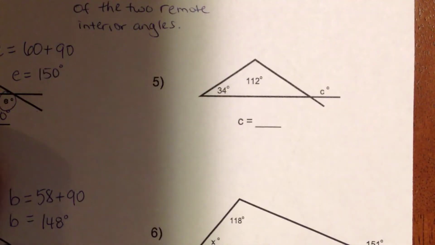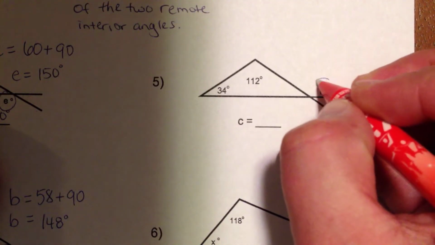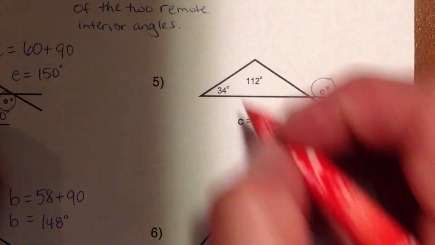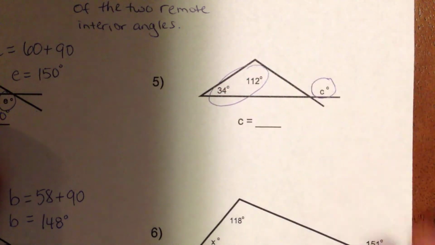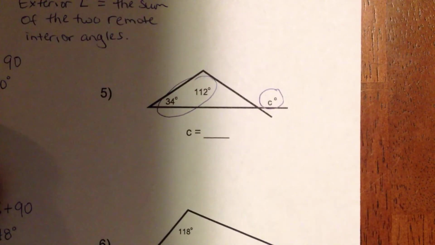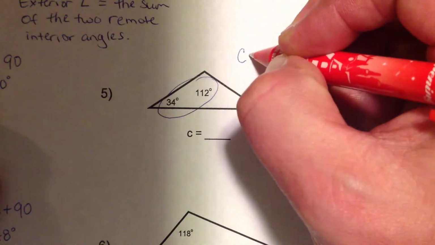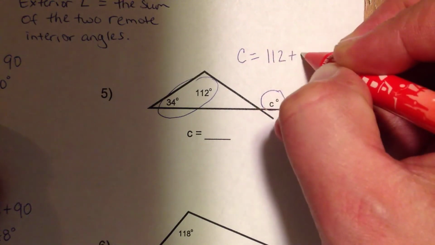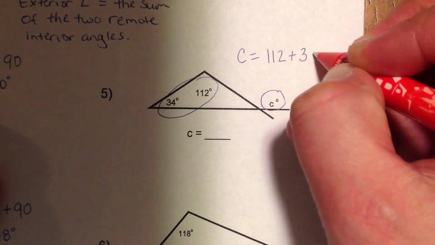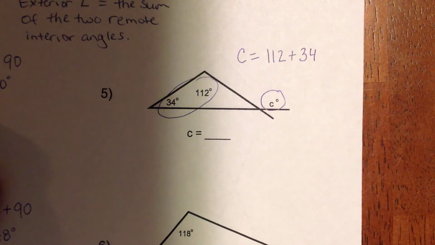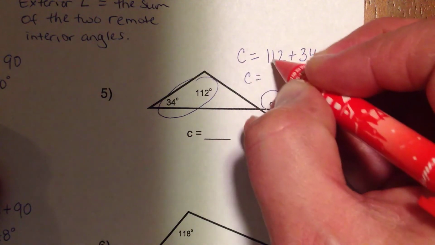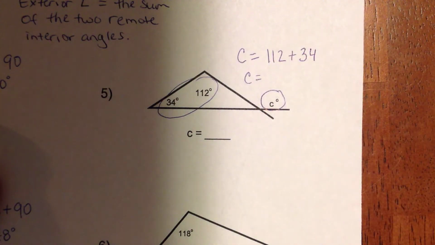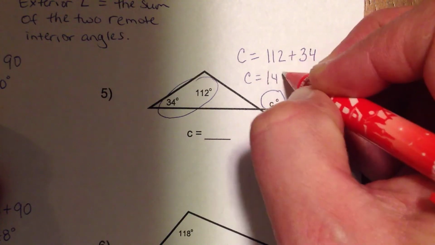In example 5, I have my exterior angle C, and I have my two remote interior angles, which are 34 degrees and 112 degrees. So what I can say is my exterior angle C equals the sum of my two remote interior angles, 112 plus 34. Combining like terms, or adding 112 and 34, I get 146 degrees.